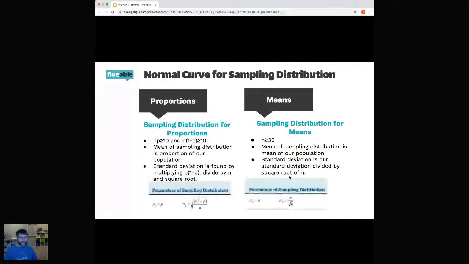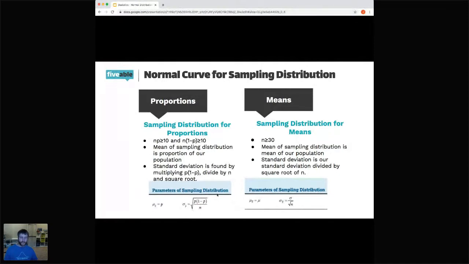Okay, and here's your two formulas. You can see it a little bit better there. So for proportions, here's your center. So that's what you're going to put in the mean section on your normalcdf on your calculator. For standard deviation, here's your formula. Take the given proportion, multiply it by its complement, divide by the sample size, and then take the square root.